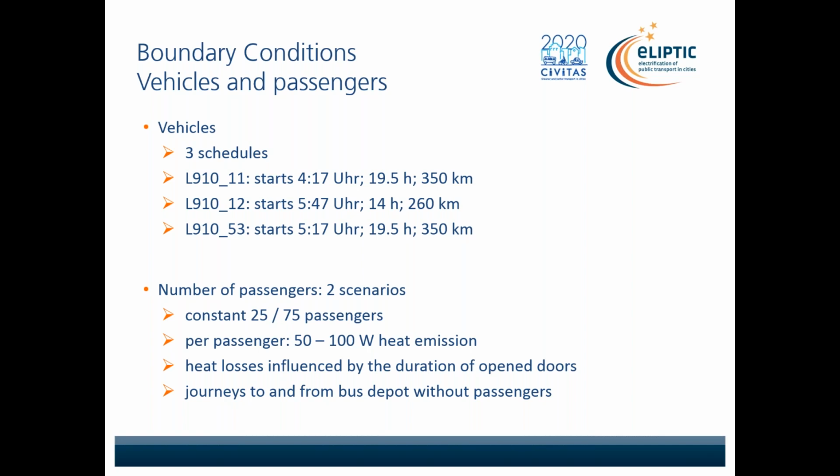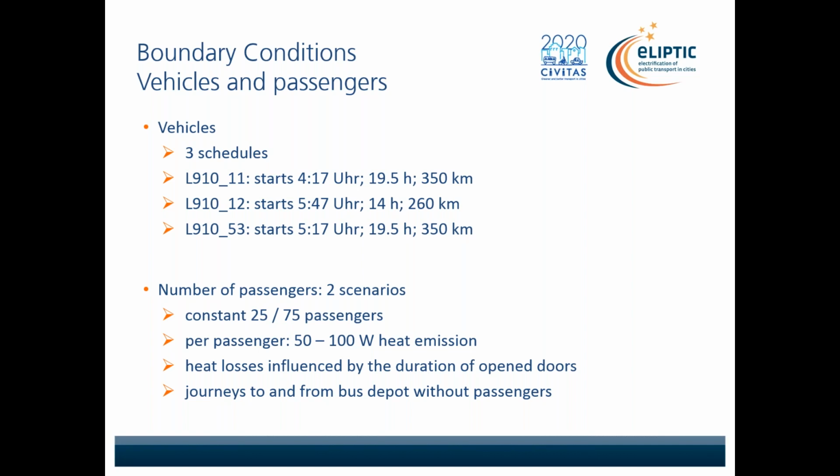And then we used three schedules provided by BBG with a daily mileage between 260 and 350 kilometers, and we considered two scenarios regarding the passenger demand. The first one is a constant passenger demand of 25 passengers, which represents roughly the real passenger demand over the day as an average. And the second one was also to consider peaks during the rush hours in the morning and in the afternoon.